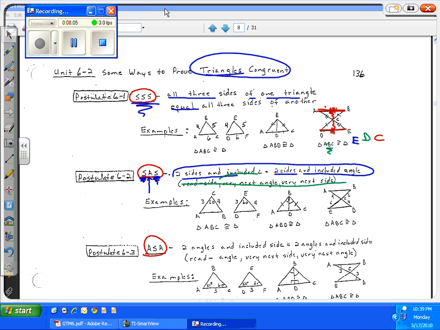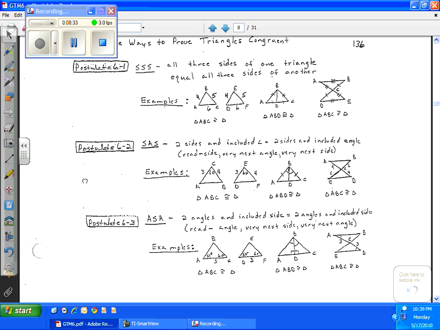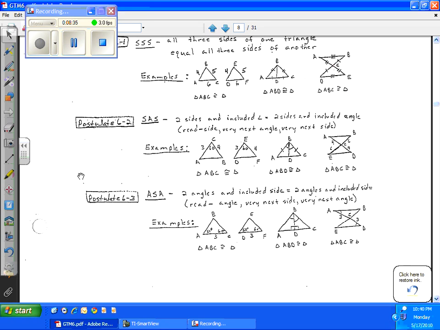That doesn't mean that we ignore that more formal definition, two sides and an included angle, because that formal definition is important in courses to come and theorems and rules to come. So you really need to understand two sides and an included angle, but you can think of it as side, very next angle, very next side, and we'll talk about both of those things. So let's just focus on that.